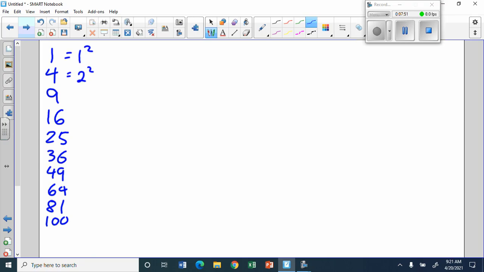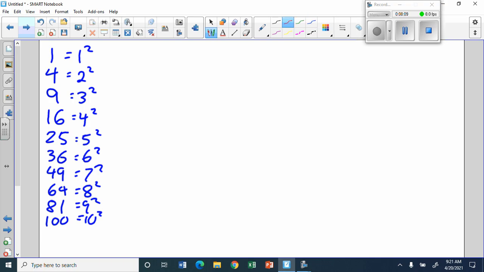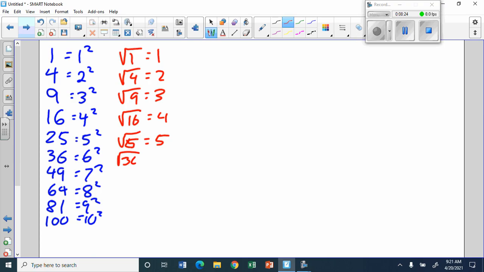1 squared, we got 2 squared, we got 3 squared, we got 4 squared, we got 5 squared, we got 6 squared, 7 squared, 8 squared. That's what makes them perfect squares. That also supplies to us the information that the square root of 1 is 1. The square root of 4 is 2. The square root of 9 is 3. The square root of 16 is 4, and so on. 25 is 5. So this should all be reviewed.